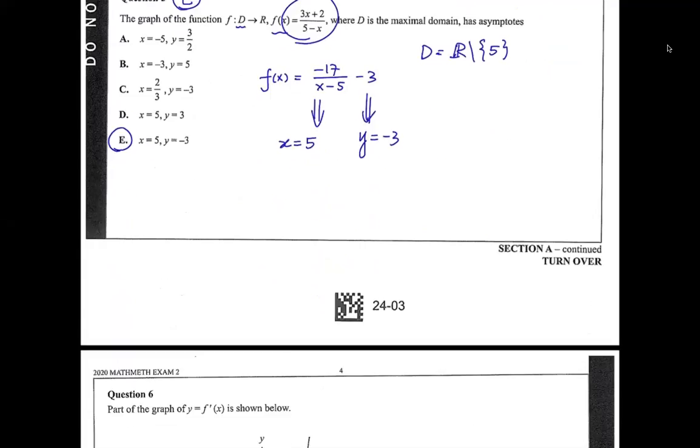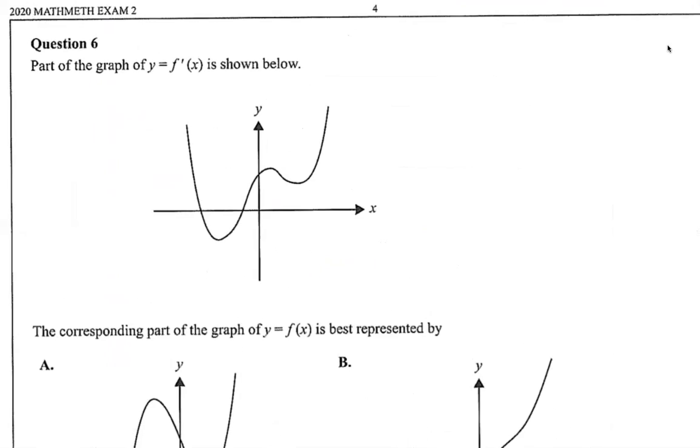Okay, let's move on. Question 6. Part of the graph of y equals f dash of x is shown below. Right, so we want to find from the derivative function to the original function.